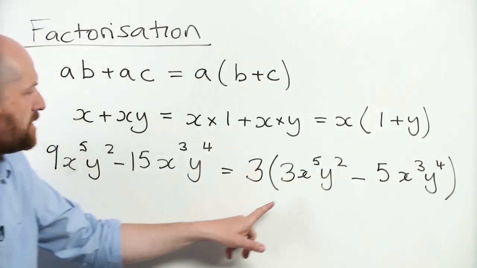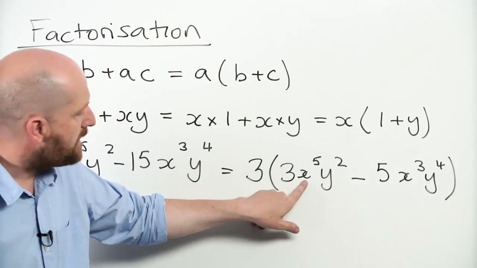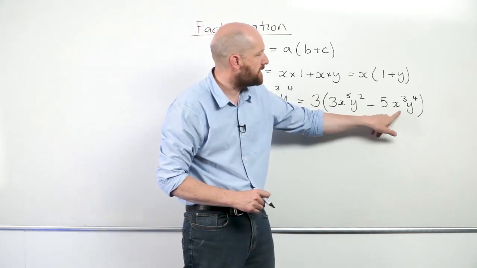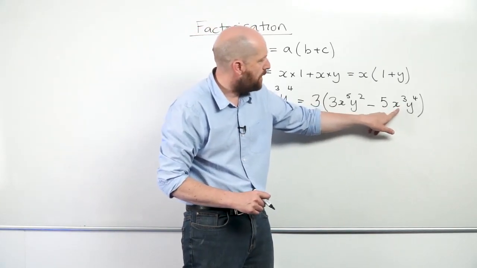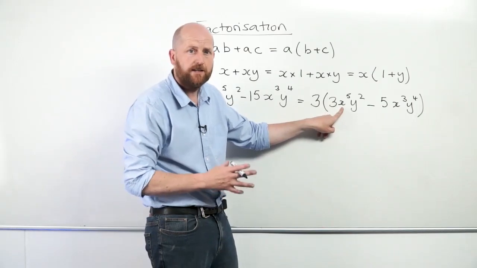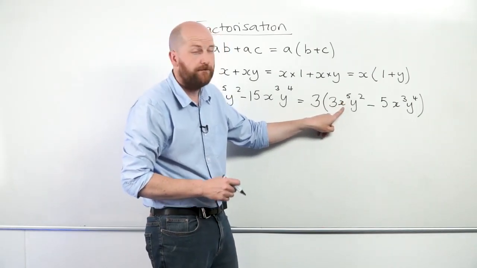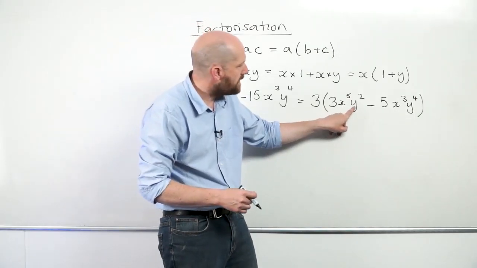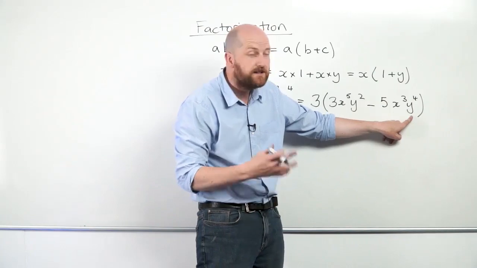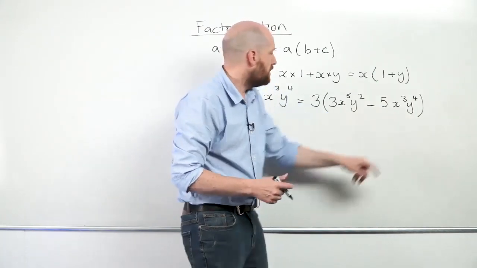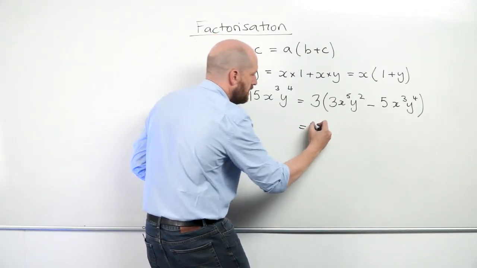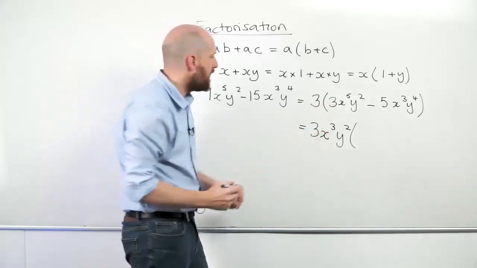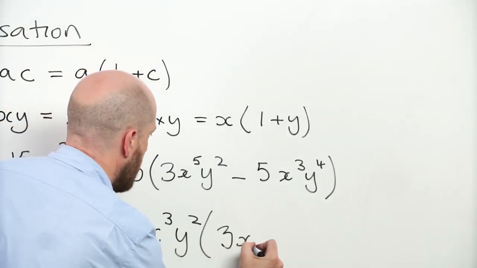But we're not finished there because there are other factors. In fact, there's an x here in both of these expressions. More than that, we could take out a factor of x to the power 3. X to the power 3 is contained in this expression as well, because this x to the power 5 is x to the power 3 times x times x. Similarly, y squared is here, and y squared is contained within y to the power 4. So gradually we're bringing out factors, and we've got to make sure what we leave in the bracket now is what remains.